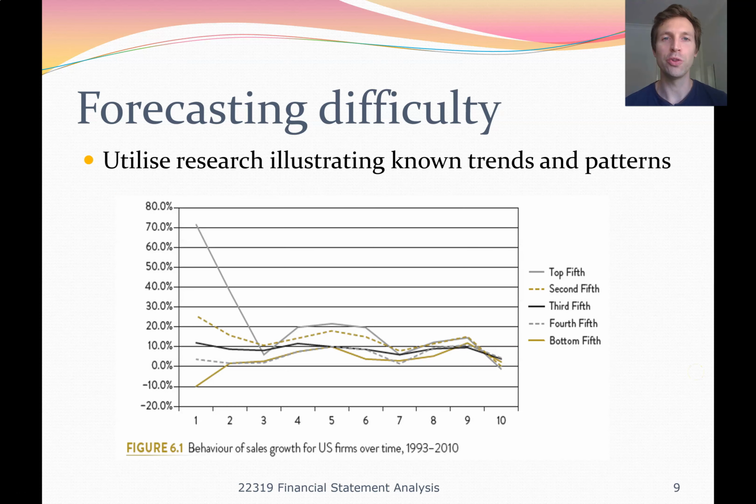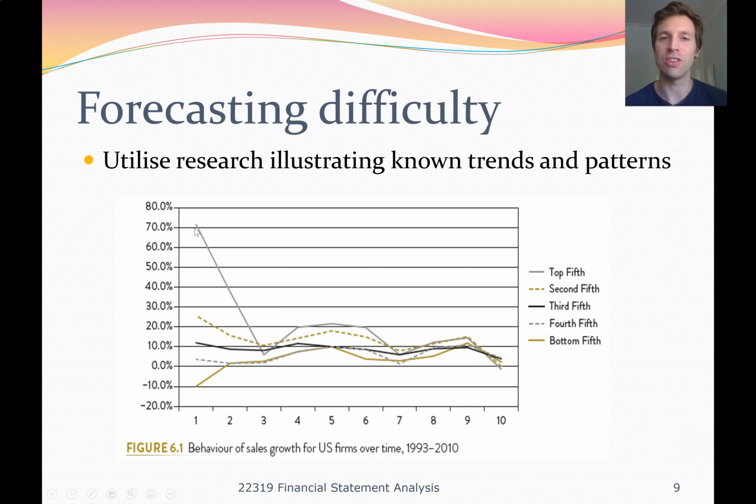The second thing we want to do when we're forecasting is utilize research that can help us with our forecasting accuracy. Last week, as we went through the forecasting template, for some of the key items such as sales growth, I presented some of these charts which are based on research into US firms. It broke up sales growth into 5 different groups. Firms that had really high growth, the top 20% of firms, averaged 70% sales growth each year.